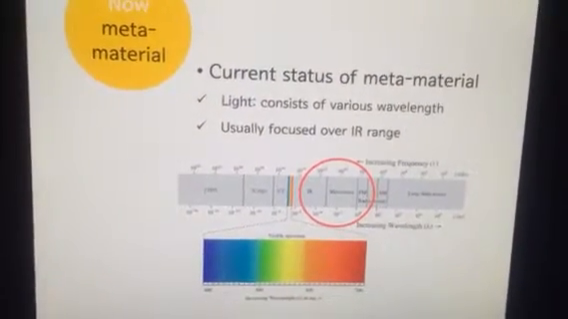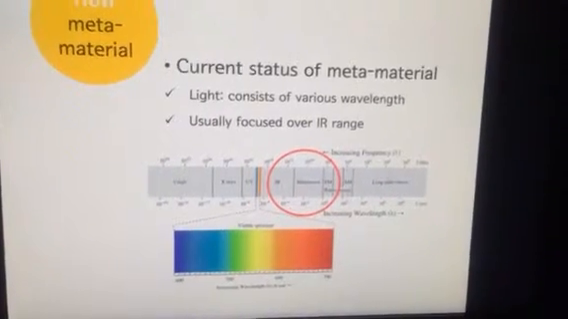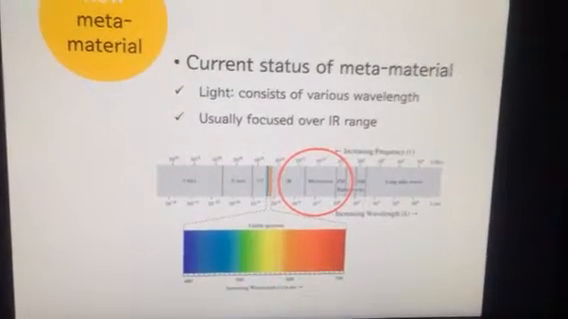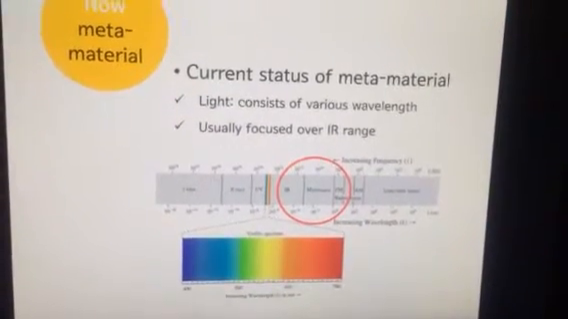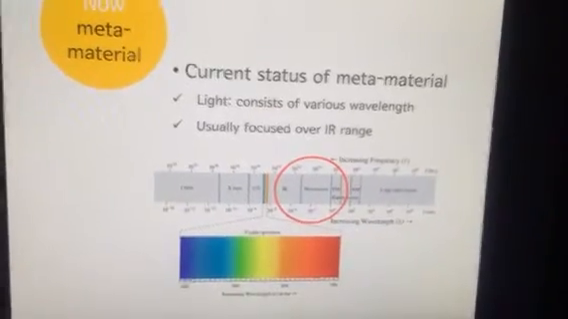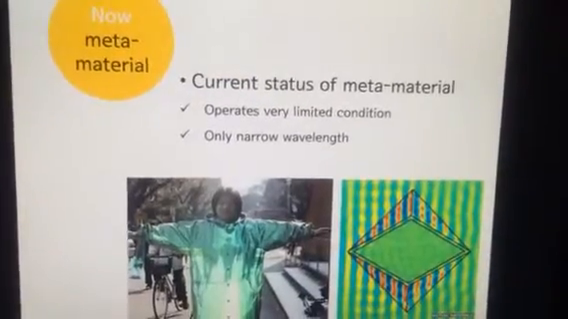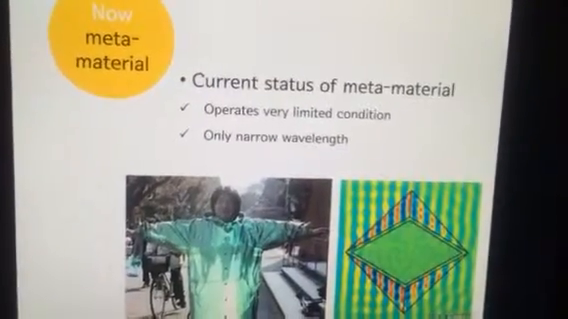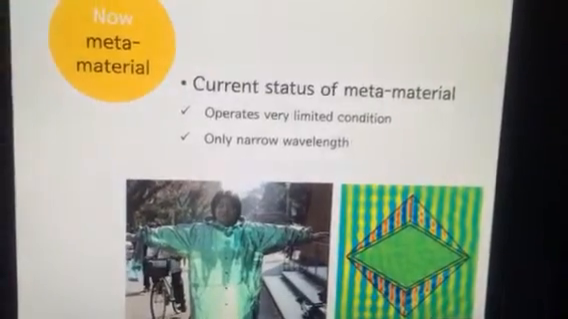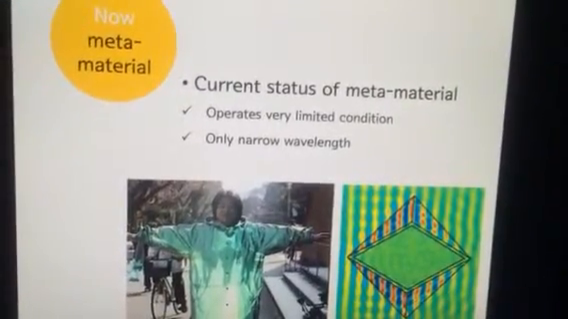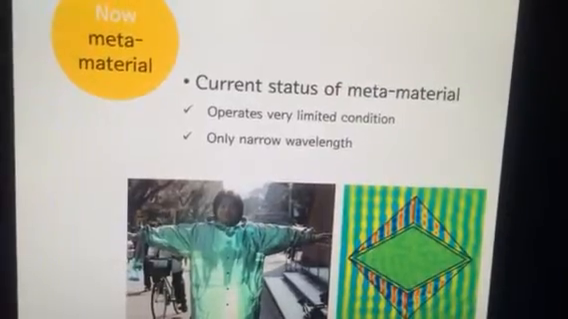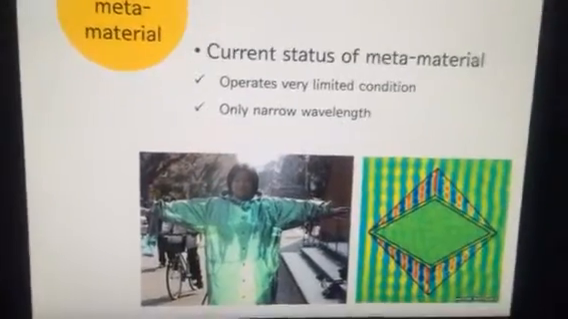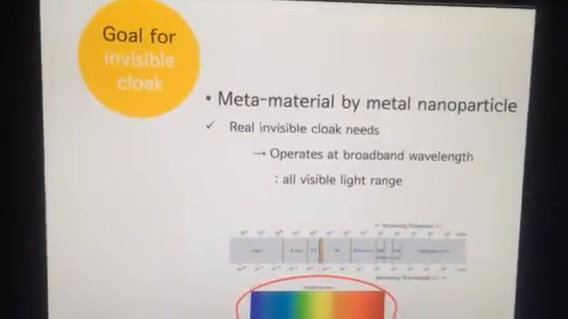Actually, light consists of various wavelengths from gamma rays to long radio waves. However, current research of metamaterial usually focuses on the IR or over-IR range. Currently some research teams demonstrated visible range metamaterial, but it operates under very limited conditions and also it affects only narrow wavelengths such as only red light or only green light and so on. But a real invisible cloak is not like that.